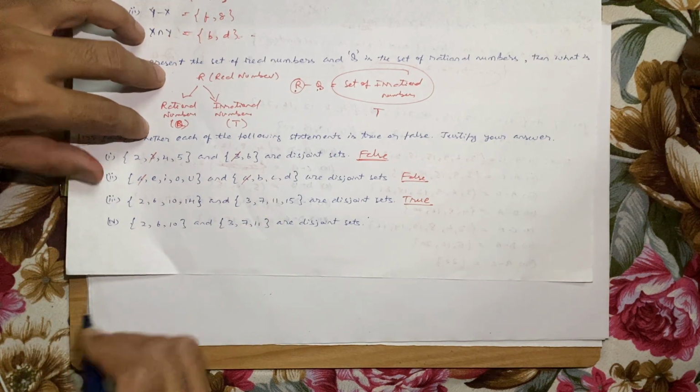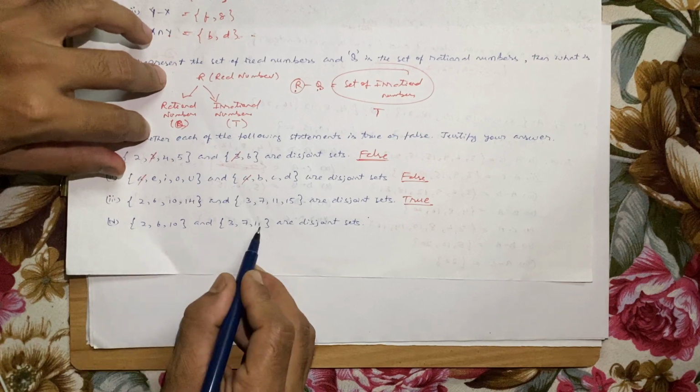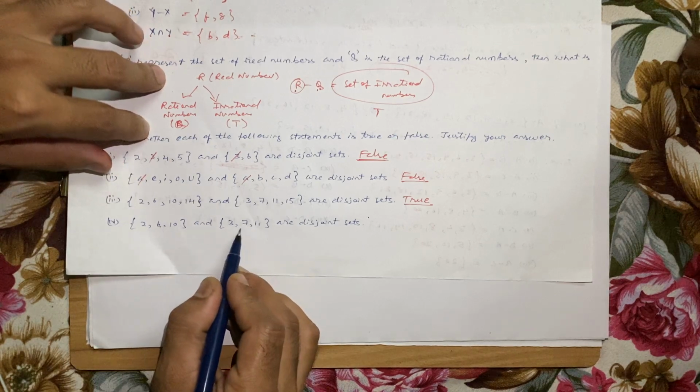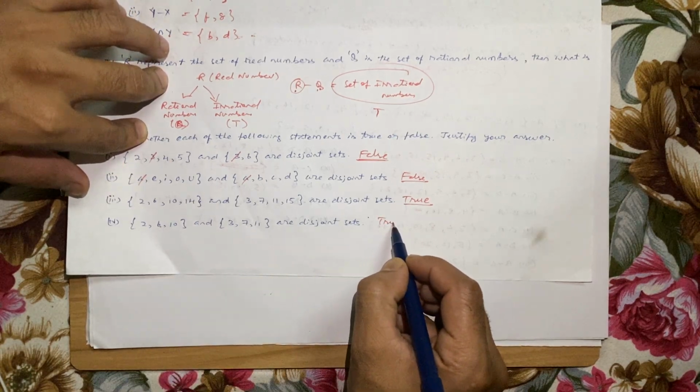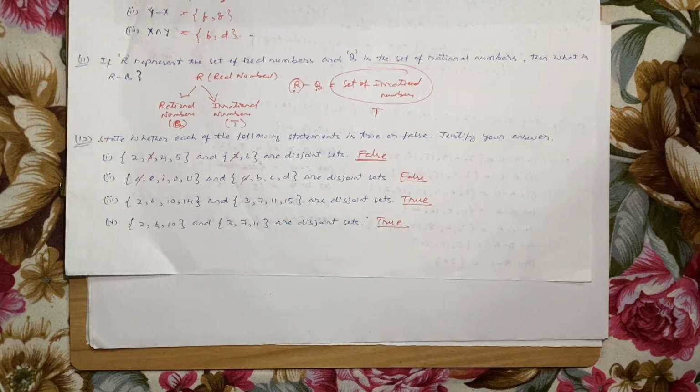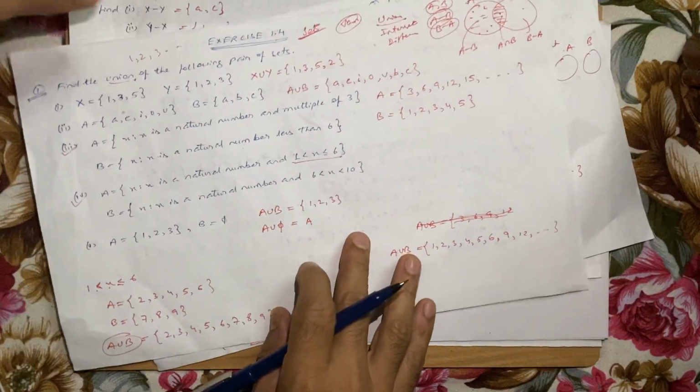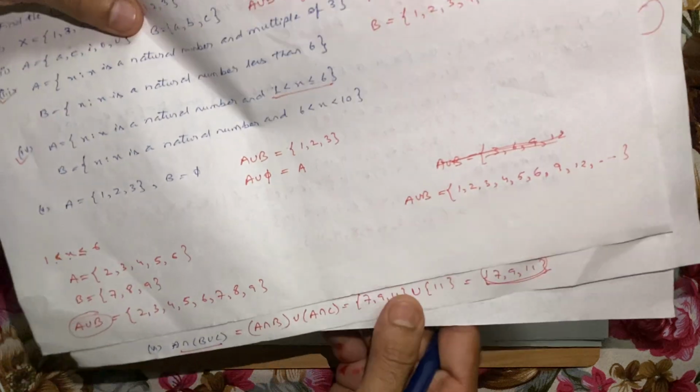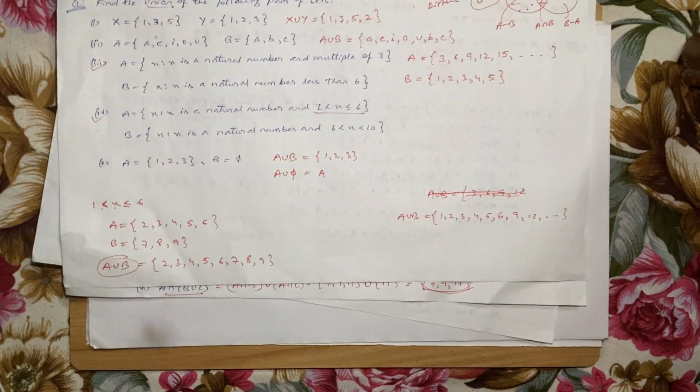Now the next one is these two sets, 2, 6, and 10. 2 is not there, 6 is not there, 10 is also not there. Yes, these two sets are disjoint sets. This is true. So this is it. This is the exercise 1.4 of the first chapter, Sets, and we have done this exercise 1.4. I hope all of you have understood.